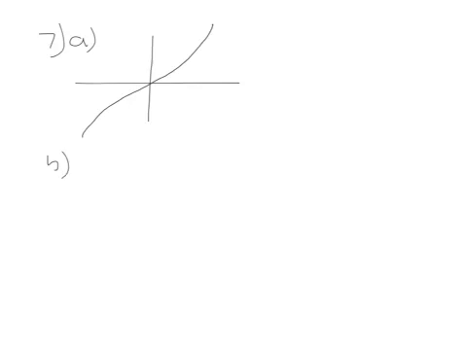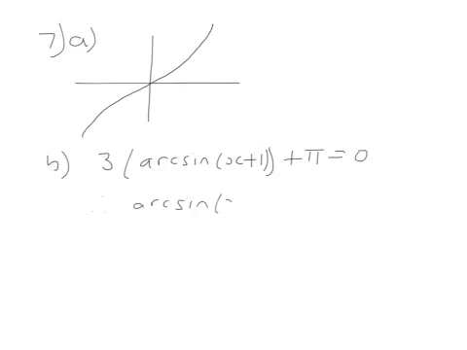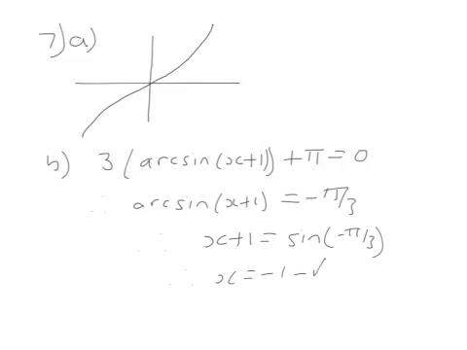In part B, we need to work out the exact value for 3 lots of g of x plus 1. So that's arcsin of (x plus 1) plus pi equals 0. In other words, arcsin of (x plus 1) is minus pi by 3. So now we do the sine of both sides. So x plus 1 is the sine of minus pi by 3. The sine of minus pi by 3 is minus root 3 over 2, so x is minus 1 minus root 3 over 2.